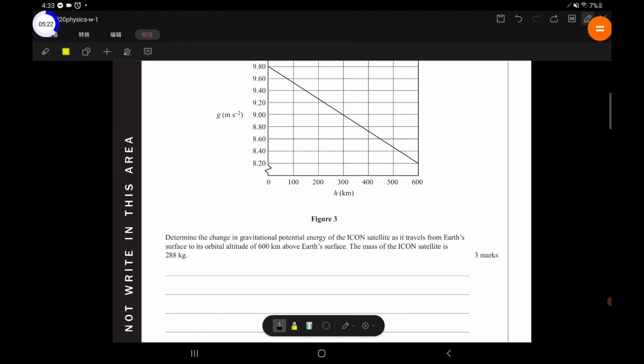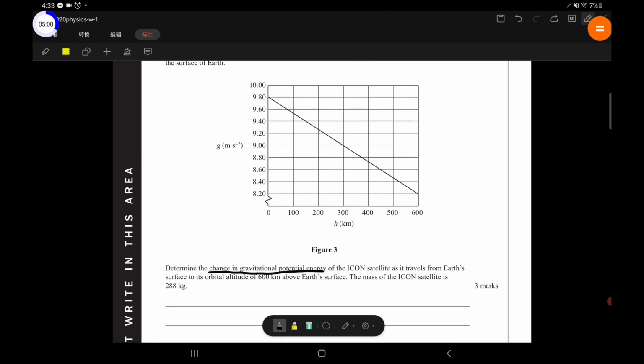Determine the change in the gravitational potential energy as the satellite travels from the Earth's surface to the orbital altitude. So as the satellite is rising up from the surface of the Earth, what is the increase in its GPE, gravitational potential energy? Okay, so we know our initial height, which is 0, and we know our final height, which is 600. And so if I could find the area in this region, couldn't I, right?